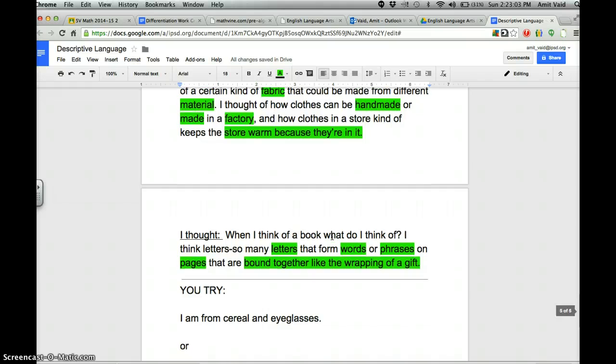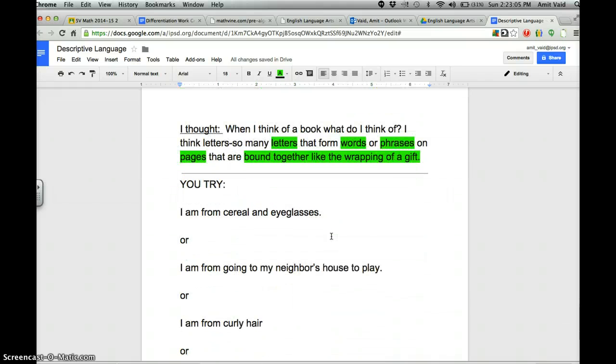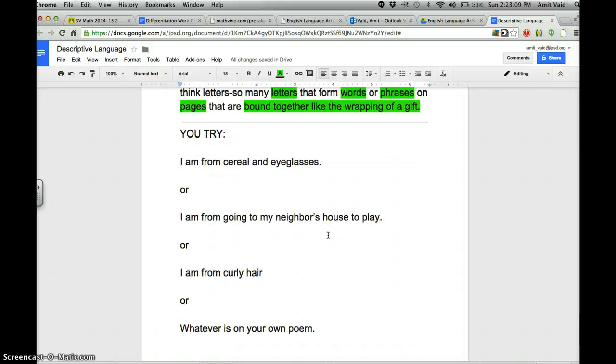So, these are different versions, phrases and lines in our student poetry. I'm from cereal and eyeglasses. I'm from going to my neighbor's house to play. I'm from curly hair. I'd like you in class on Monday to convert the highlightings that I've highlighted in your poems, the words that I think are just plainly stated, or the words that are just told to us. I'd like to convert that to a more descriptive language using the strategy.